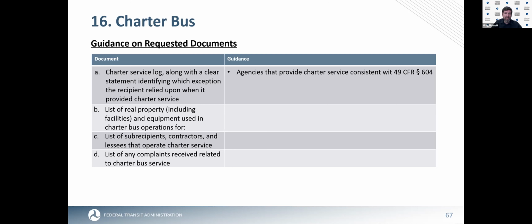As we continue on, we can see that the RAR is asking for a list of any real property, including facilities, also equipment, meaning rolling stock, that you used for charter bus operations. And of course, you would want to list any sub-recipients, contractors, or lessees that operate charter service. And then finally, similar to school bus, the RAR is asking for a list of any complaints received related to the charter bus service.